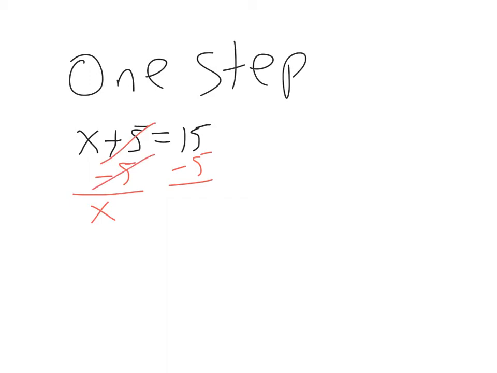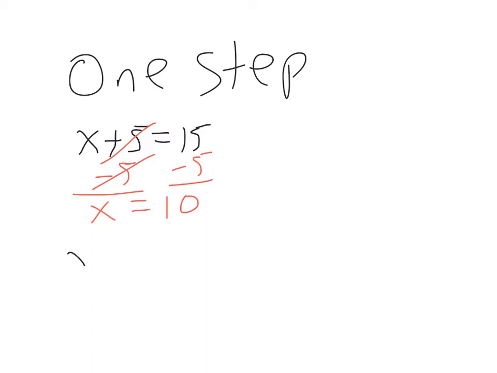All right. So last time we talked about solving one-step equations. We talked about how each one of them had its own unique way of solving it. So if it was x plus 5 equals 15, to solve that, we said we would subtract 5 from both sides. And that would give us x, those would cancel each other out, equals 10.